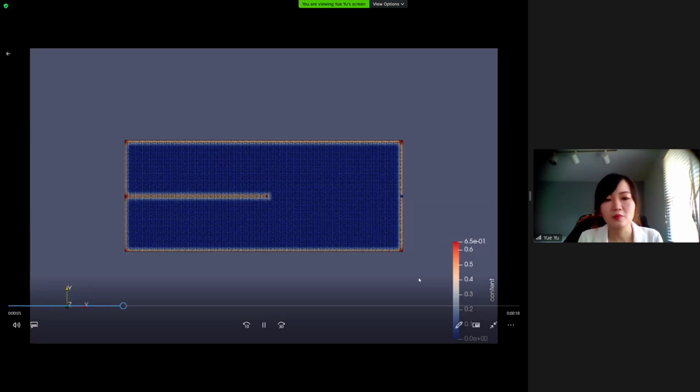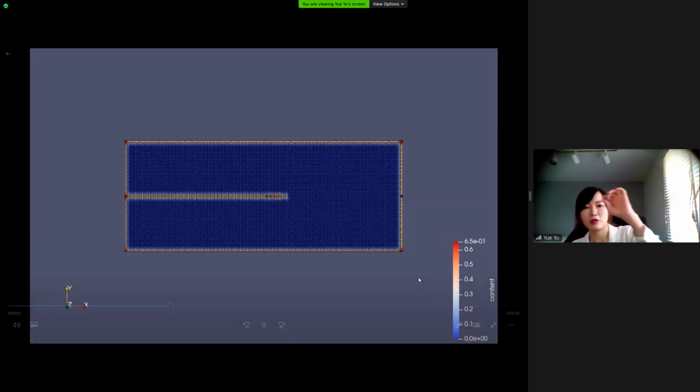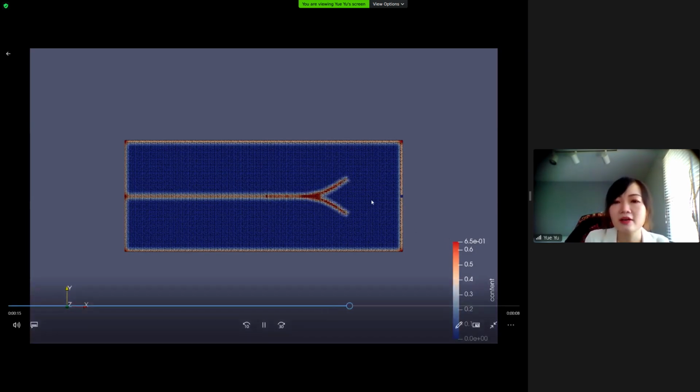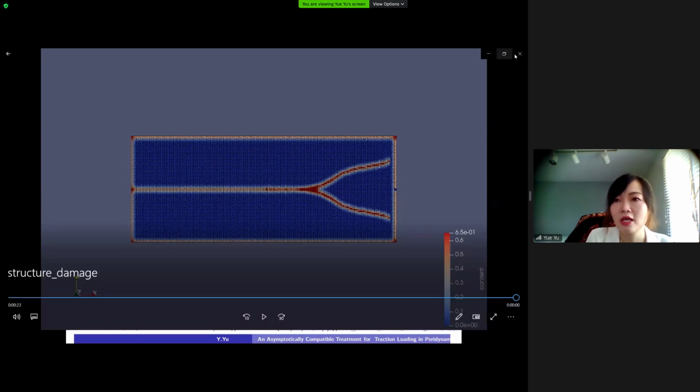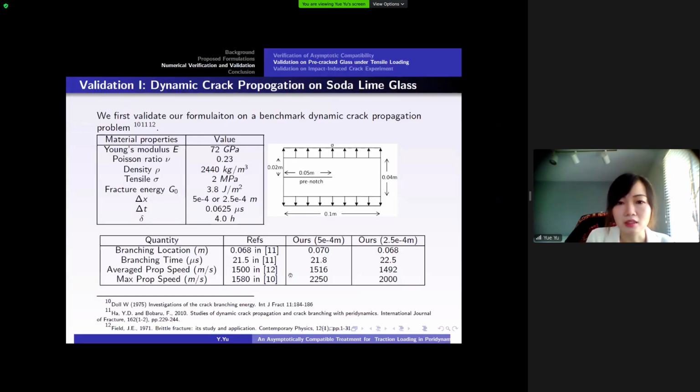Okay, so basically we are going to have the crack growing from the top of the notch tip, and then it's going to bifurcate and finally reach the right side. Here we try to quantitatively compare some of the benchmark quantities, including the bifurcation location and also the propagation speed of the branching. We can see that for all the quantities, we match quite well with the literature, in both experiments and simulation, except the maximum propagation speed.